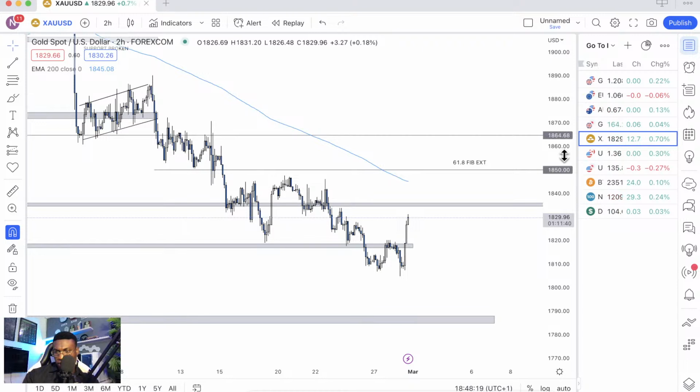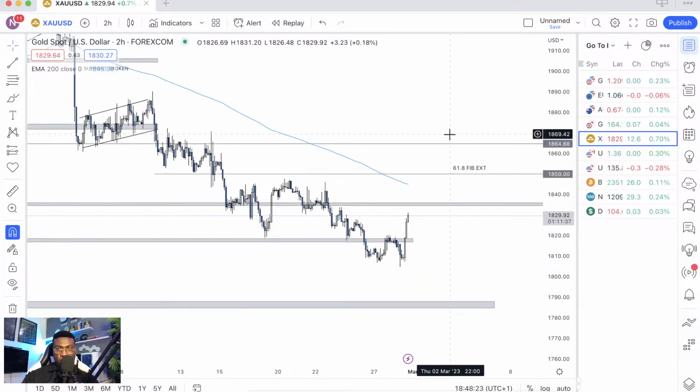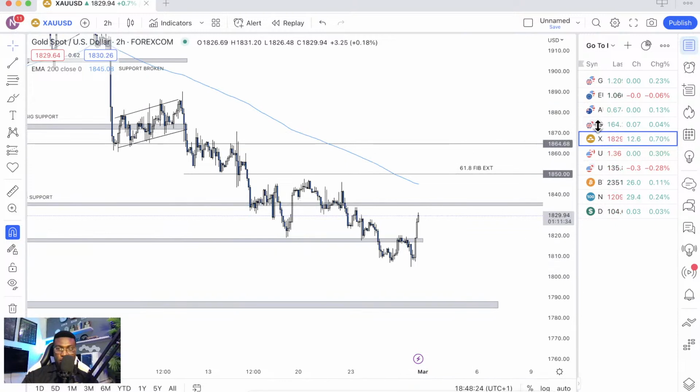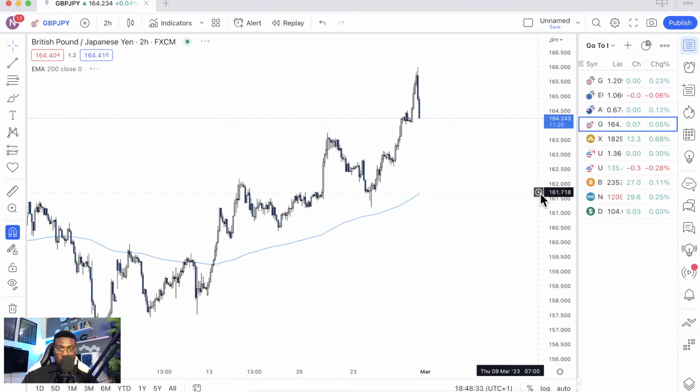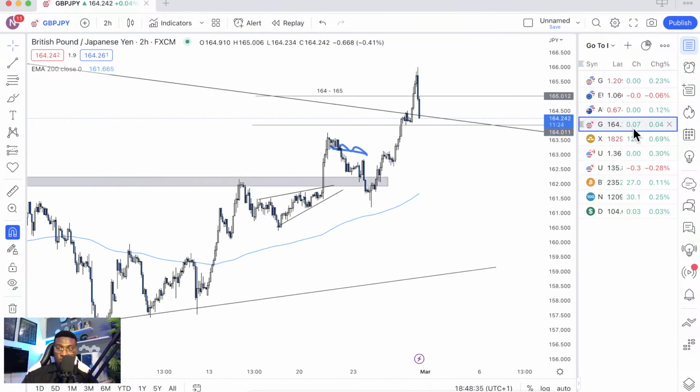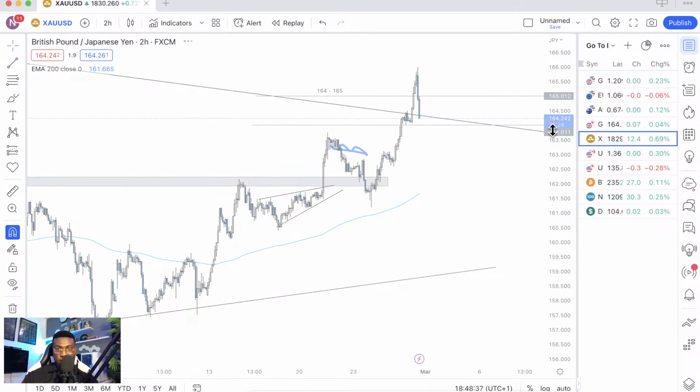Vishal is asking about order blocks. So there are different ways to trade order blocks, right? And it also depends on the instrument you're trading the order block on, and also the time frame as well. Just let me give you an example.